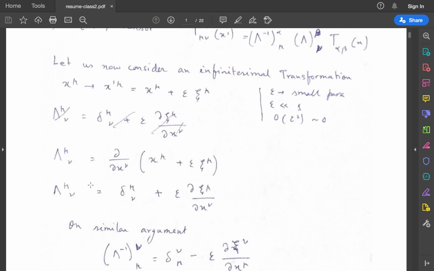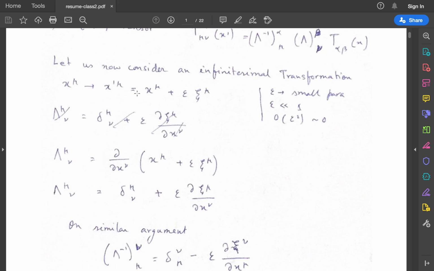consider an infinitesimal, a very small transformation. x mu goes to x mu dash, where the old coordinate plus a very small factor is transformed to a new coordinate, x mu plus epsilon zeta mu. Zeta mu is the new transformation in the coordinate, where epsilon is a small parameter, very small, less than 1. Therefore, the order of epsilon square is considered to be 0. So we will neglect all the orders of epsilon square which we get.